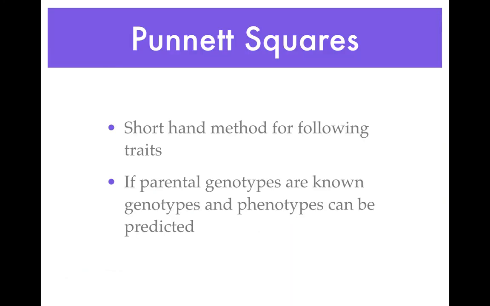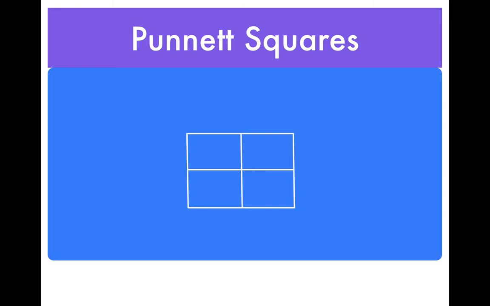And we can use a Punnett square. I'm going to go quickly, but this will be the focus of my chalk talk tomorrow. This is a shorthand method for following the traits. If you know the genotype of the parents, you can use a Punnett square to predict the phenotype of the offspring. And it looks like a box. In this case, we're looking at 1 trait, so it would have 4 possible combinations.